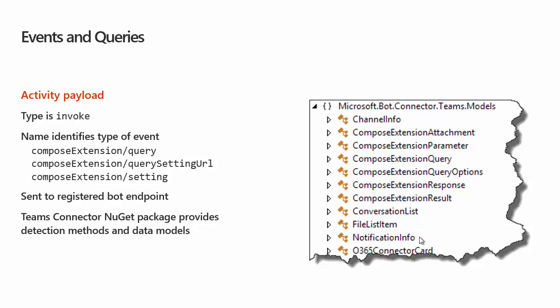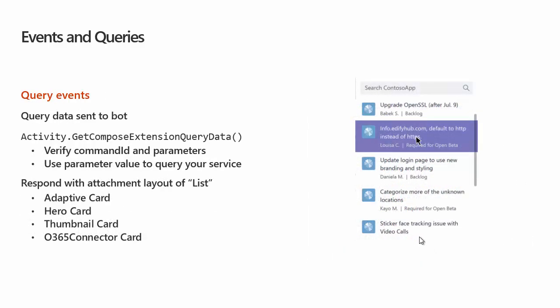This invoke activity is sent to the registered bot endpoint, just like any other activity. Right? And you would then use your combination of the Teams connector NuGet package to parse that invoke and then reply with the appropriate information. What you end up with are, first of all, query events. The idea around a messaging extension is that you are helping the user to compose or create a message that they will then post to a bot, or to another user, or to a conversation or a group chat, whatever the case may be.